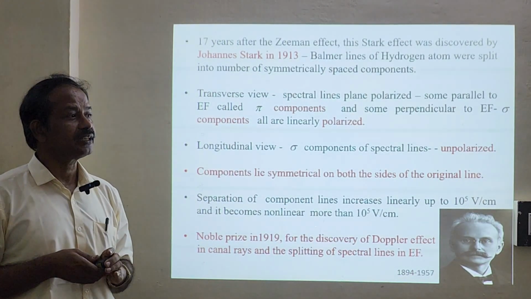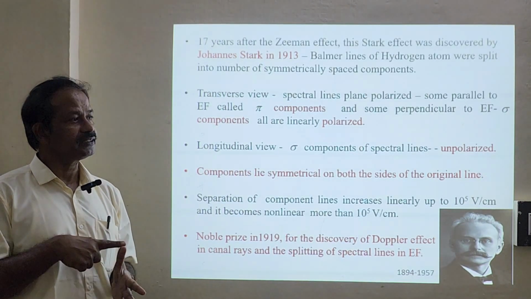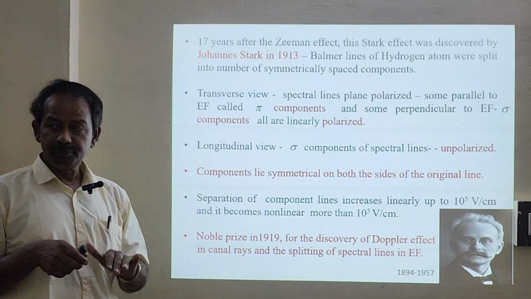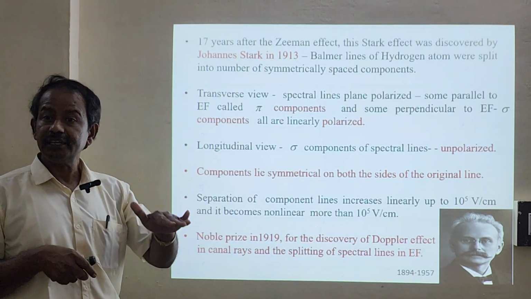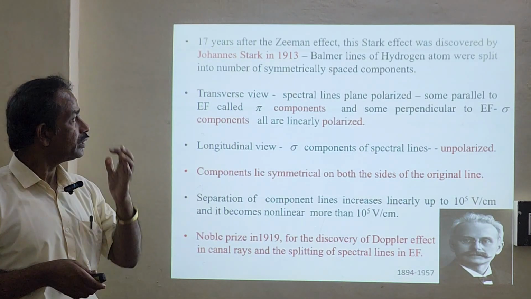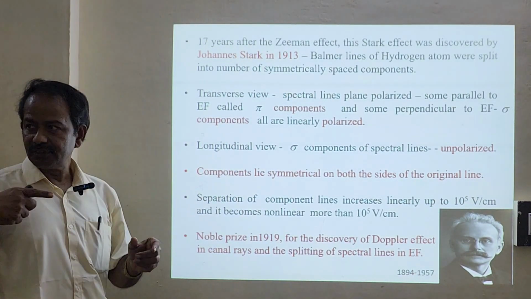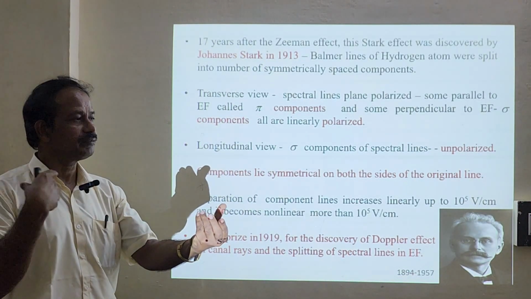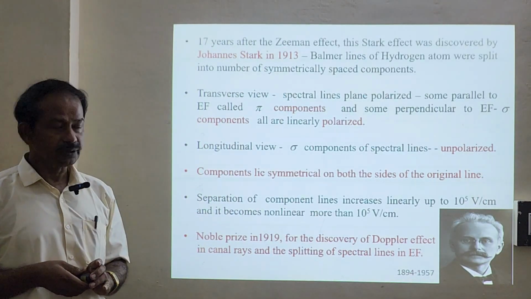Of course, we know the spectral lines of the hydrogen atom: Lyman, Balmer, Paschen, Brackett, Pfund, and all those. He used the second one, n equals 2. It means the lines come from higher energy levels down to n equals 2. Suppose you apply the electric field in this direction. You can observe both ways, the transverse view as well as the longitudinal view.